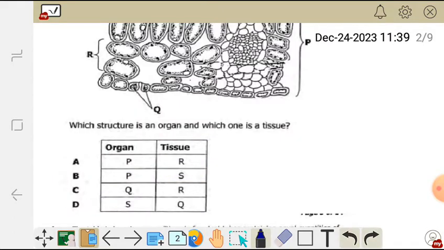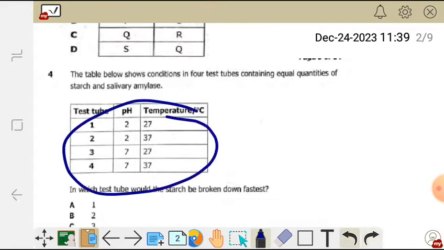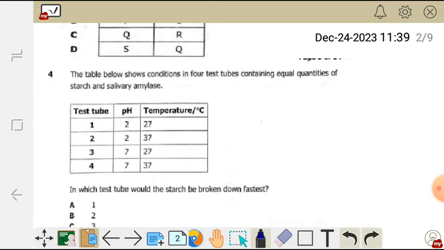So the correct answer here is A for question 3. Question 4. The table below shows conditions in 4 test tubes containing equal quantities of starch and salivary amylase. Okay, so this table is just showing 4 test tubes. We have 1 up to 4 test tubes containing equal quantities of starch. So this test tube contains equal quantities of starch and this enzyme called salivary amylase.